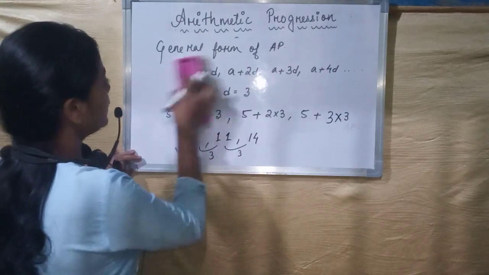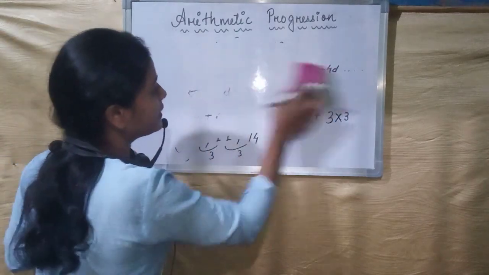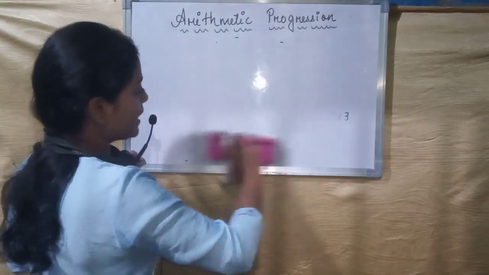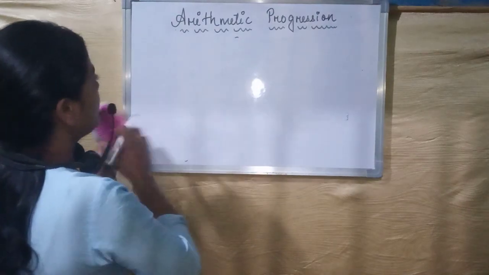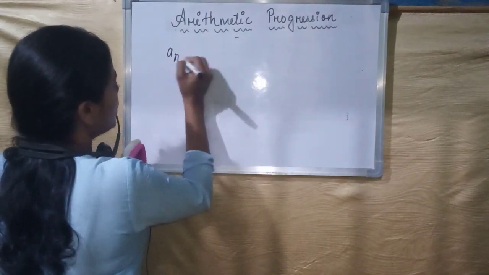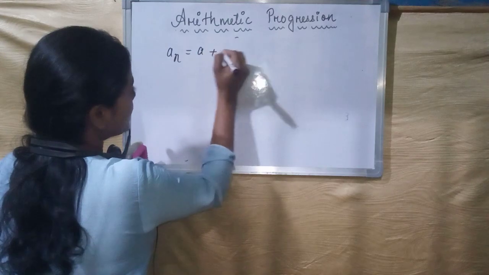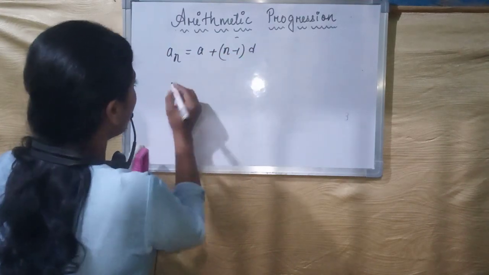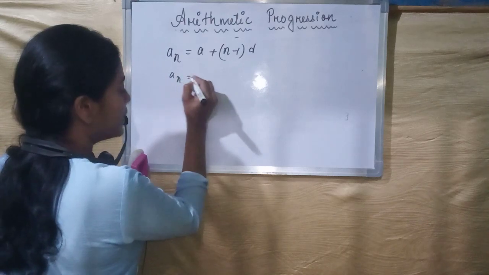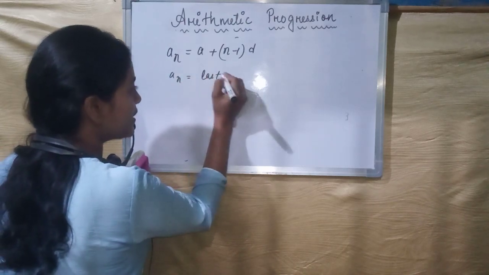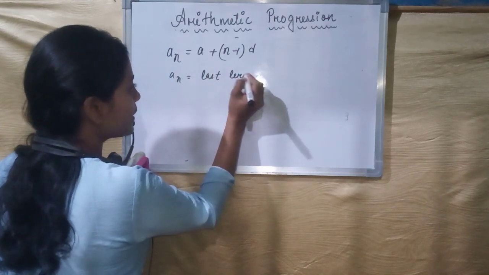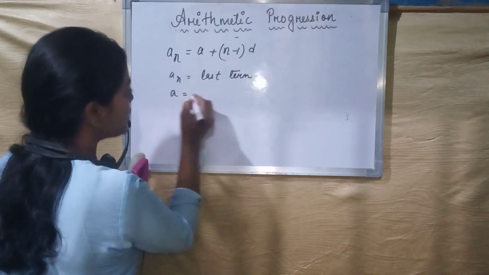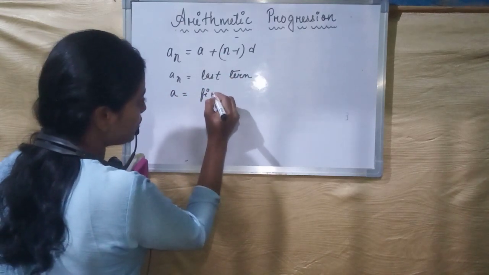Now we have a formula to find the terms of an AP. The formula is an equals a plus n minus 1 into d. Here an means the last term, the term we need to find out. And a means the first term of the arithmetic progression.